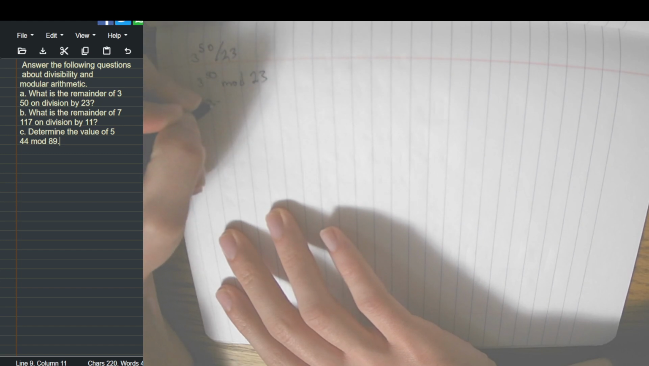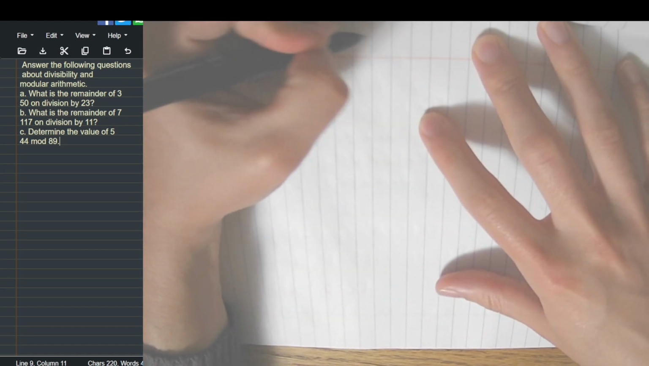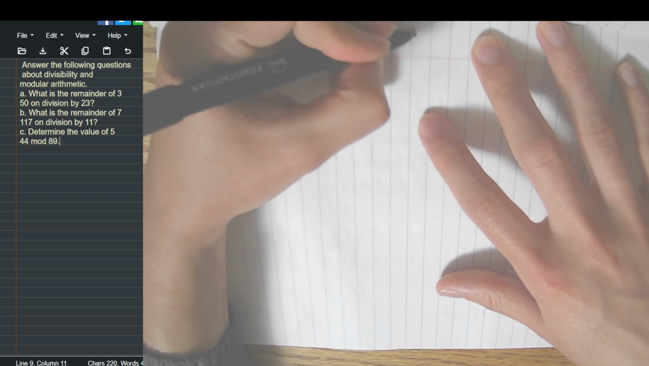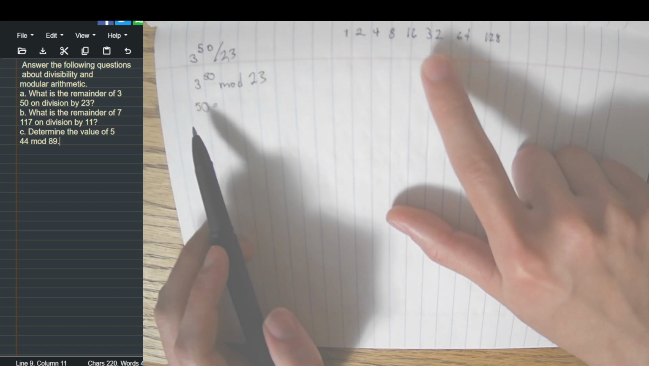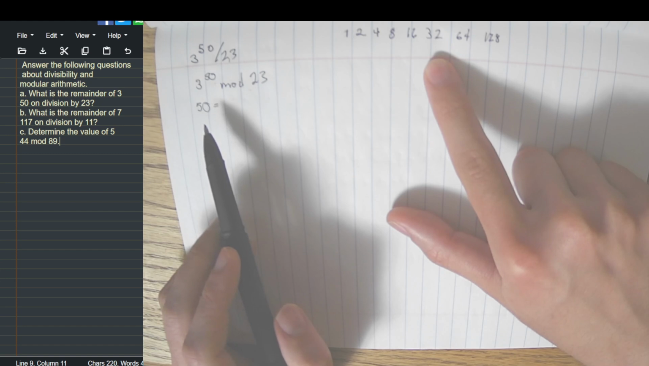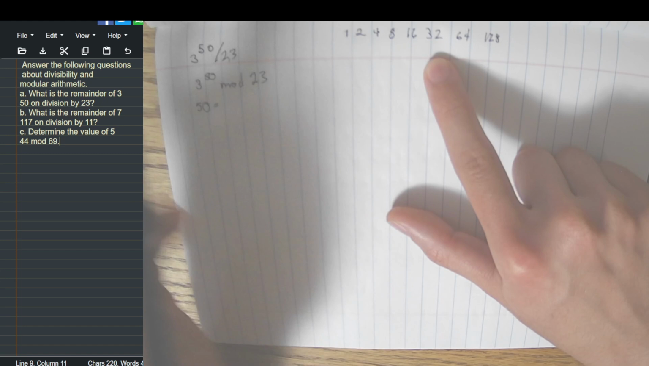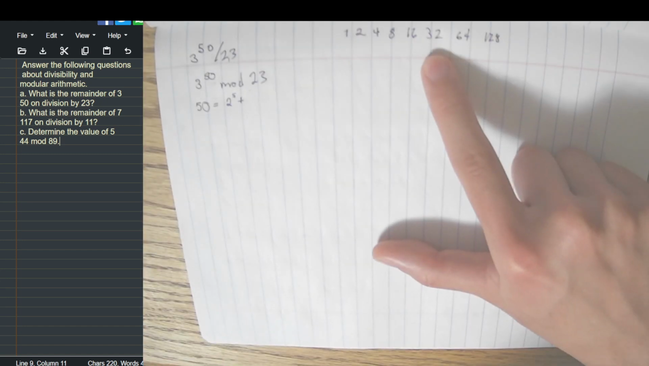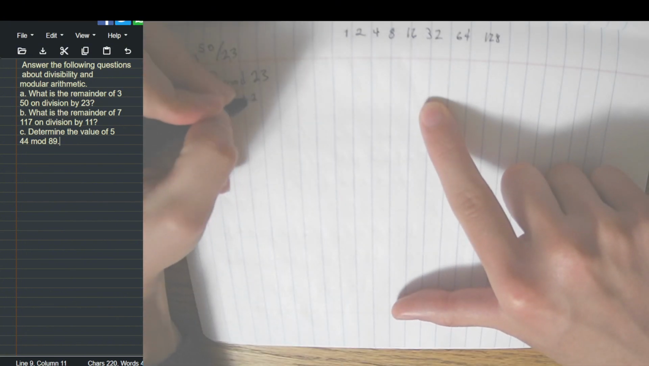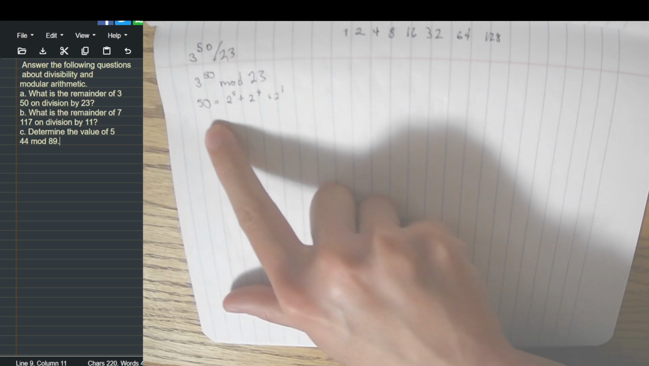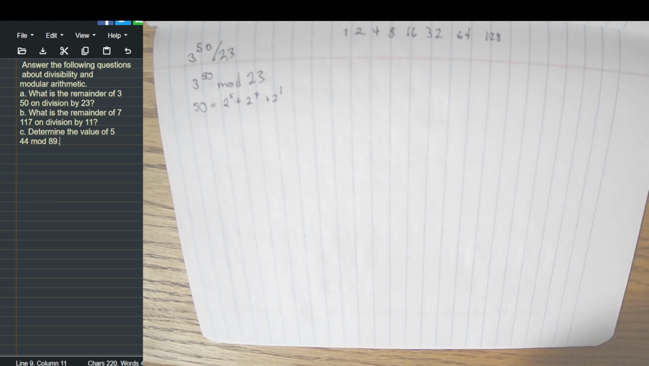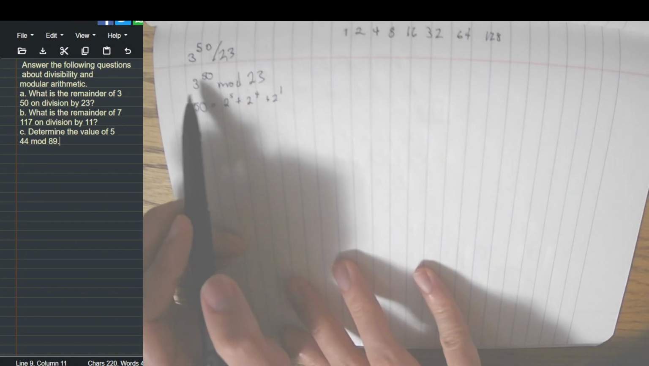So I can say 50 is equal to, let's say I was trying to write it in base 2. I'm going to look at my binary numbers. It starts with 1, 2, 4, 8, 16, 32, 64, 128, right? So it's going to be less than 64 because 50 is less than 64. I can do 32. That would be 2 to the power of 5. So I'll do that. 2 to the power of 5 is 32, plus 16 is 48, and that's still under 50. So I'm going to add 2 to the power of 4. That's 48, so I just have to add 2, and that's 2 to the power of 1. So as you can see here, 50 can be written as 2 to the power of 5 plus 2 to the power of 4 plus 2 to the power of 1, because that's 2 plus 16 is 18, and 18 plus 32 is 50. Now, how does this help us solve this problem?